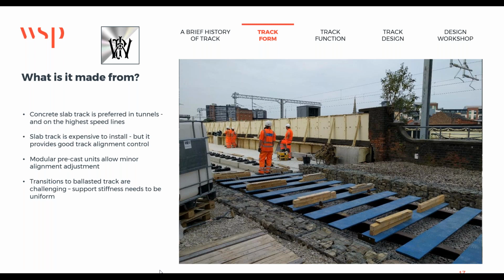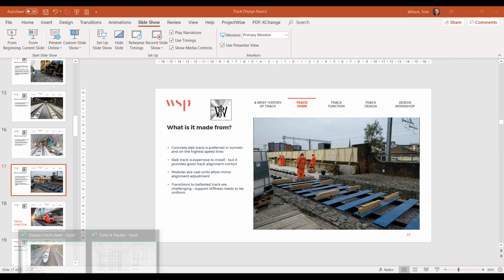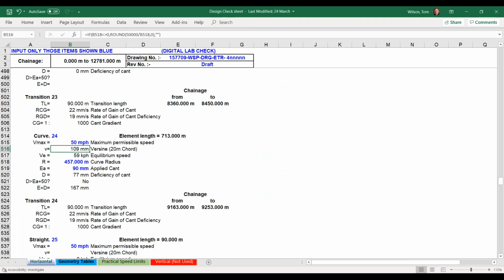Well, maybe I can demonstrate something. So this here is a little crib sheet. Can you see that okay, Russell? This is just an Excel spreadsheet, with formulas that work all these things out: the formulas you've seen tonight for rate of gain of cant deficiency, cant gradient, with some error trapping in there. The figures in blue are the ones we can play around with.